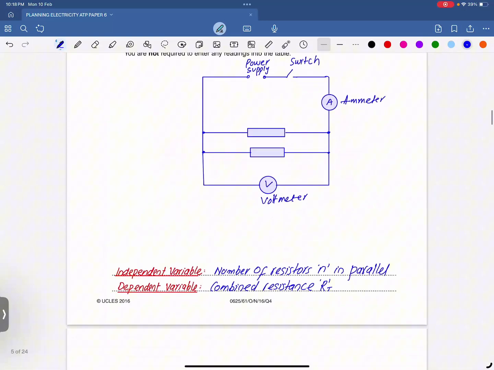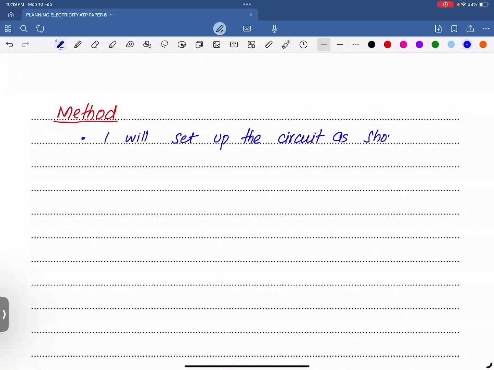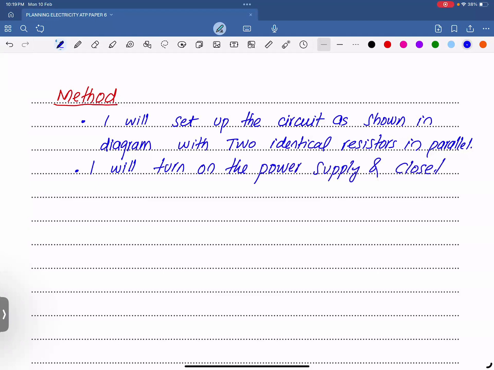Now, explain briefly how you would carry out the investigation. This is called the method. You can say either method or procedure. Always make the tabs. First point: I will set up the circuit as shown in the diagram with two identical resistors in parallel. Full stop. Next point: I will turn on the power supply and close the switch.